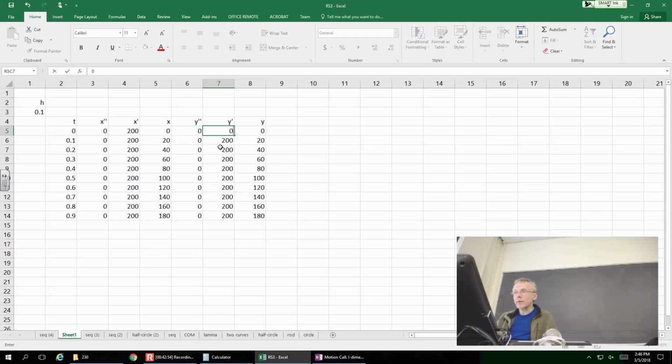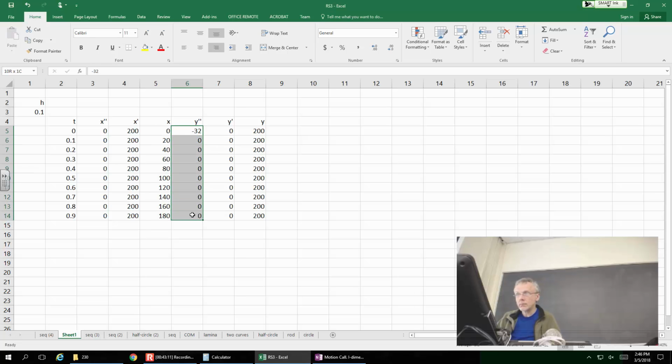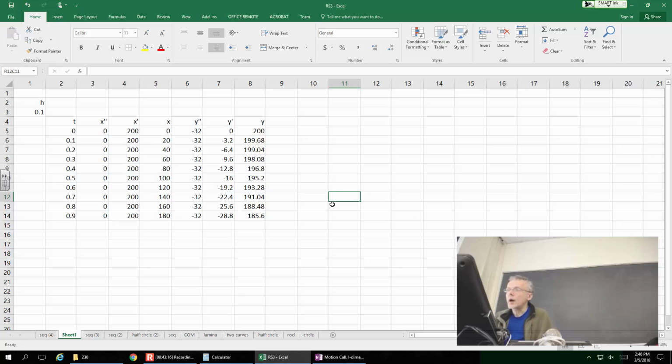So 0, there was the initial vertical velocity, but the location was initially 200. So I need to fix that. The acceleration is negative g, so I'll put here negative 32. And it remains the same. Okay, so does it make sense?